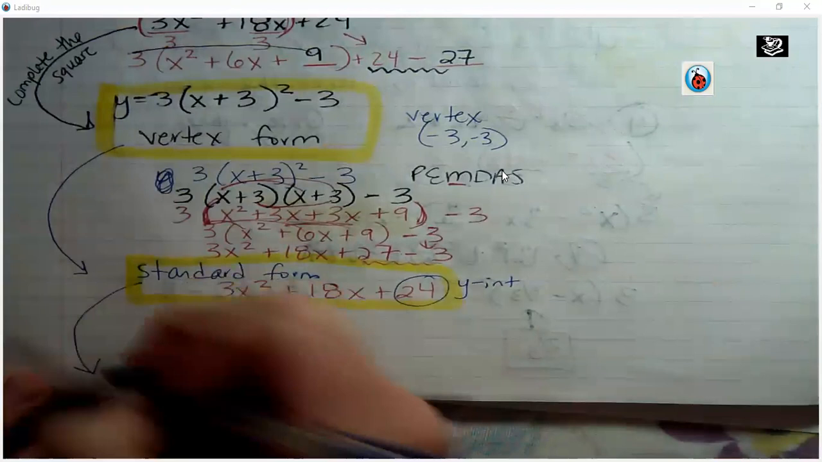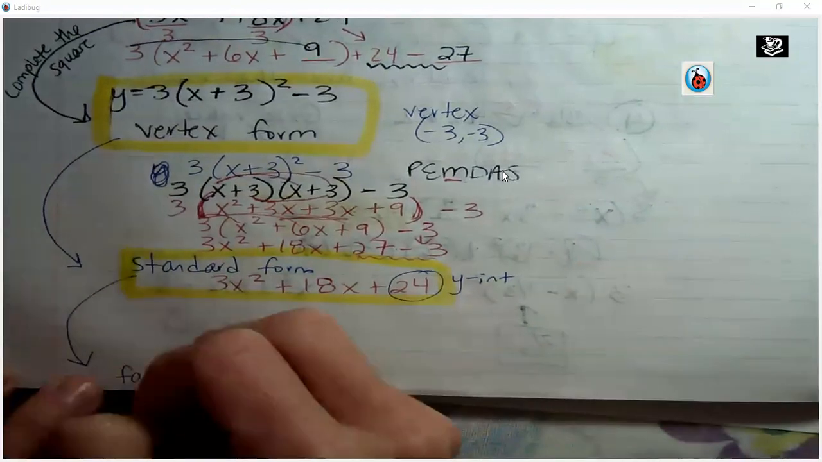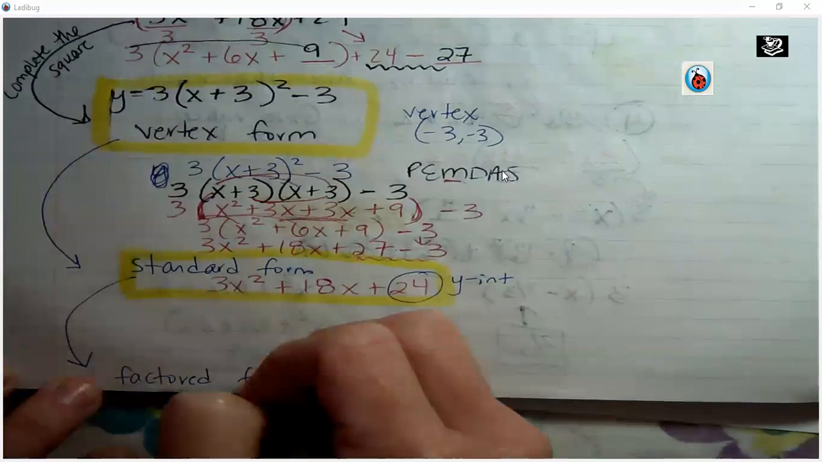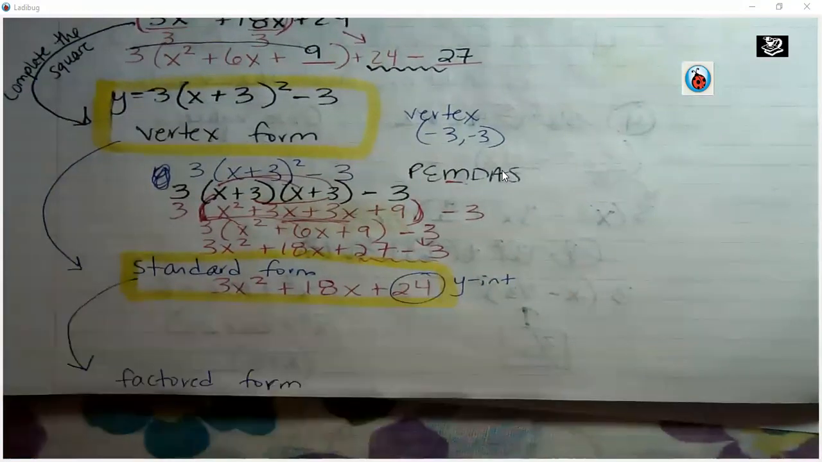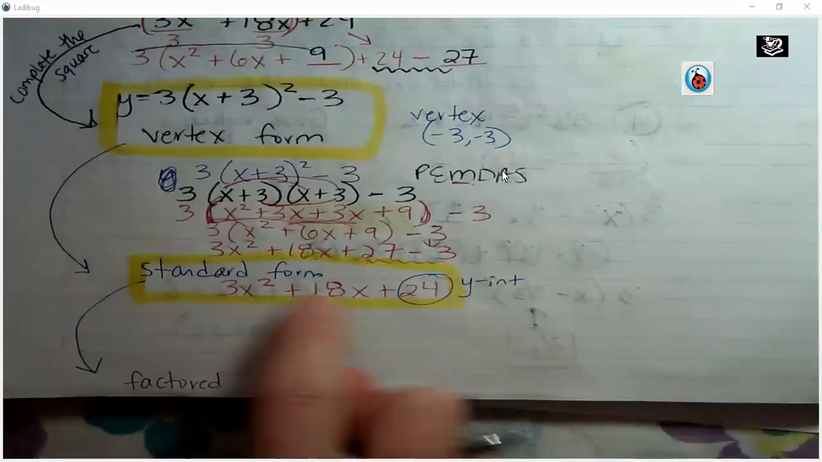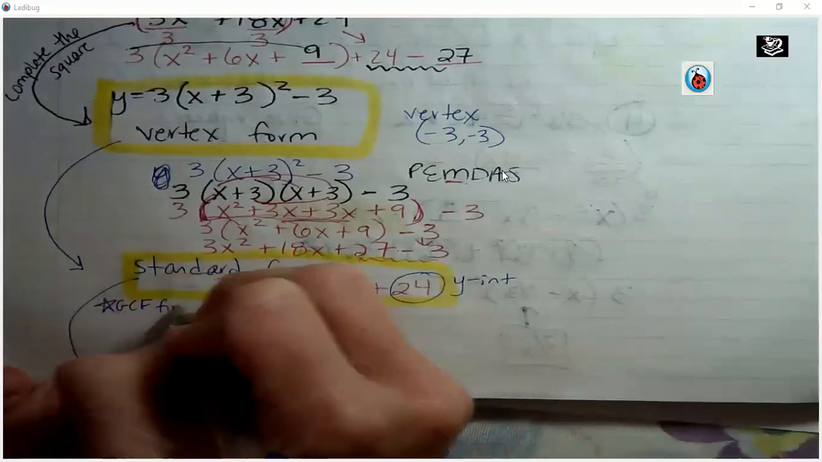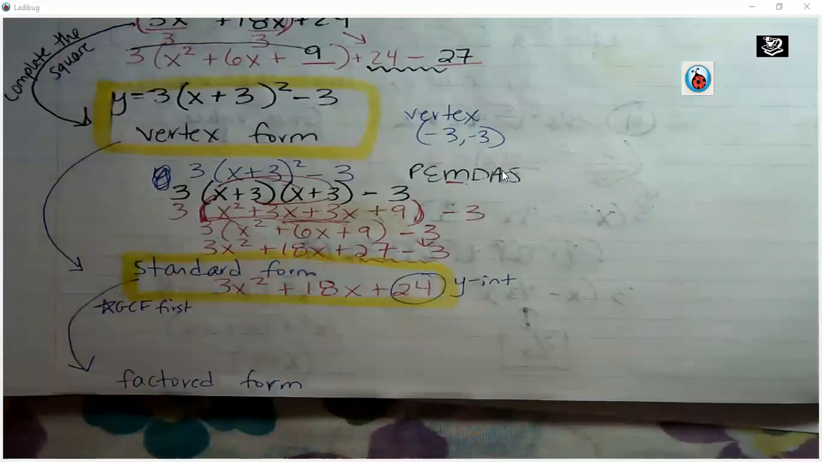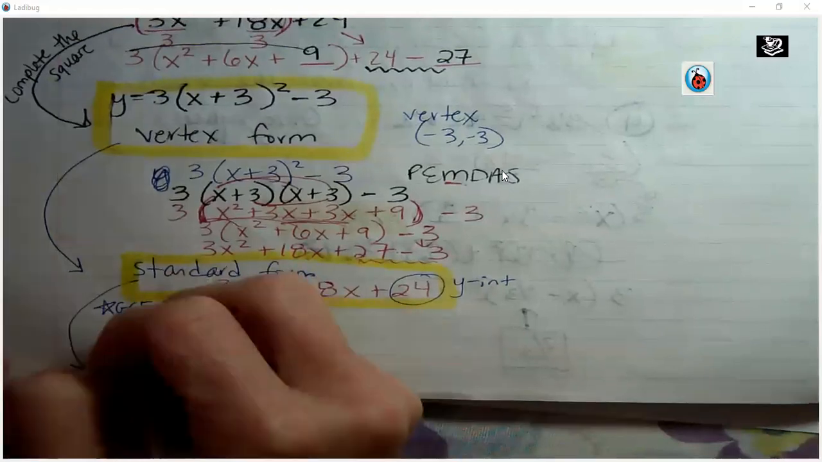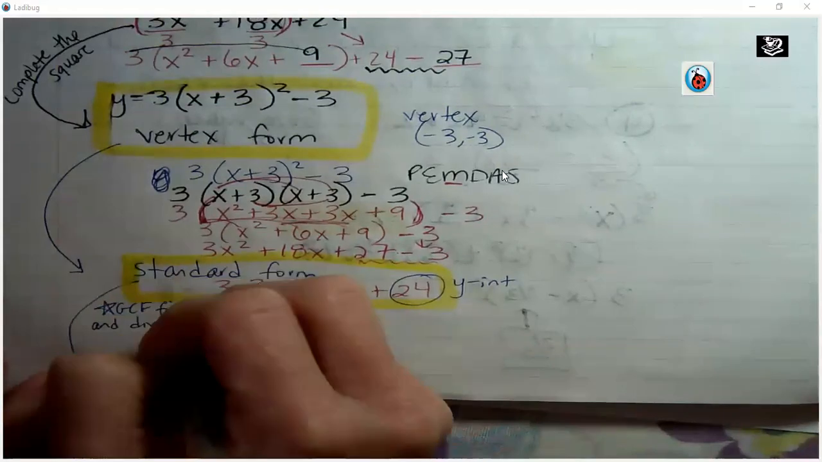Now we're going to go back to factored form. Okay, we're going to go back to factored form. All right, so we need to factor this. When you factor, you do the GCF first. What is the GCF on this one? 3. All right, and you have to remember, I know it gets confusing, but when you're factoring, you do the GCF first and you divide all of them.